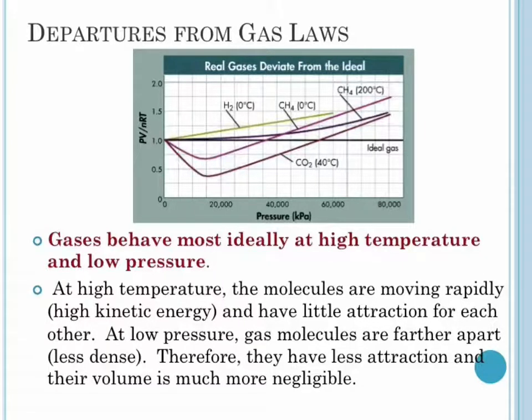If we see here carbon dioxide at this temperature, we can see how it deviates from the ideal gas, being the black line up there. And then you can see hydrogen. The heavier the atom is, the more likely it's going to deviate from the ideal gas law. Your more ideal gases are going to be those smaller nonpolar molecules.